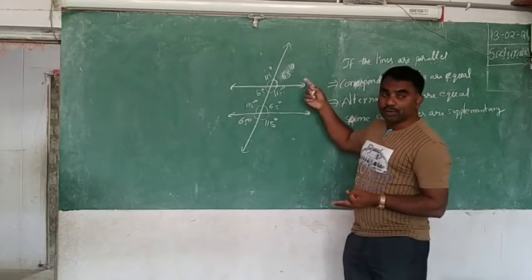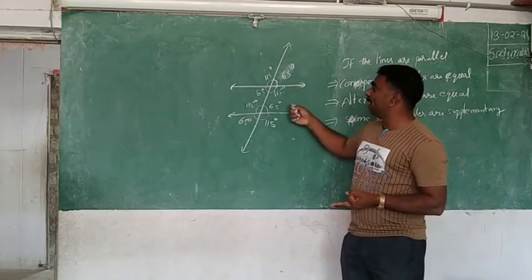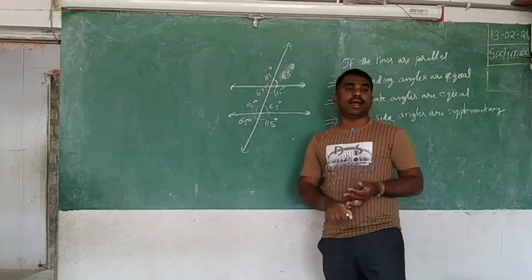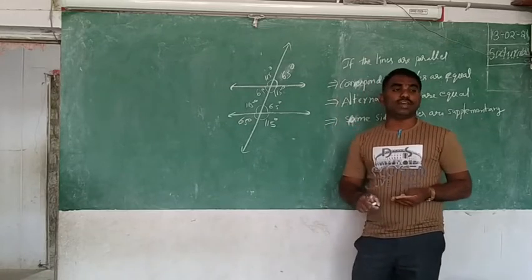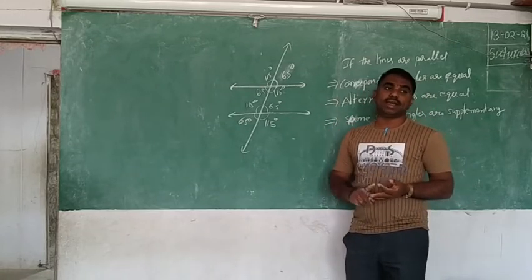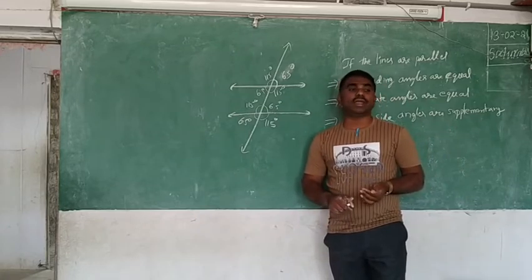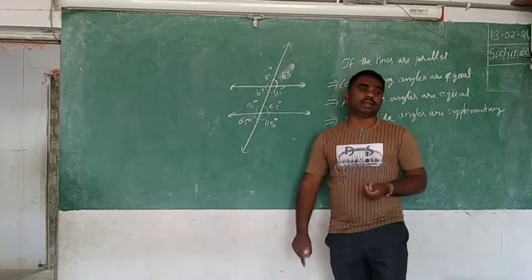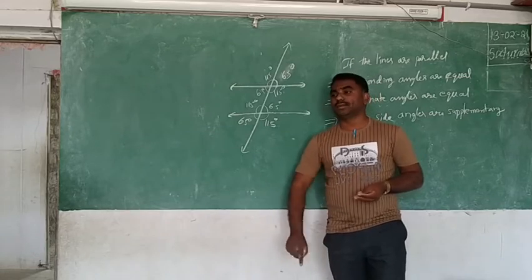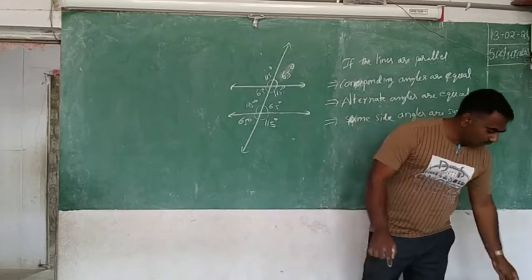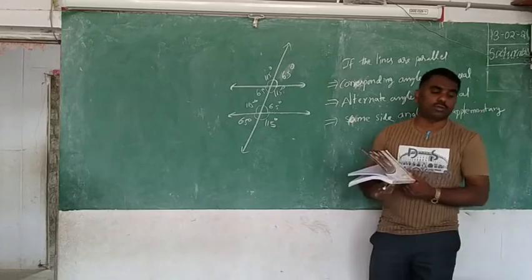Then we need to remember one more thing. When these two lines are parallel, these are equal. Which are equal? Corresponding are equal, alternate are equal, and same side angles are supplementary. Okay. So once we will check, there is some work in the textbook.